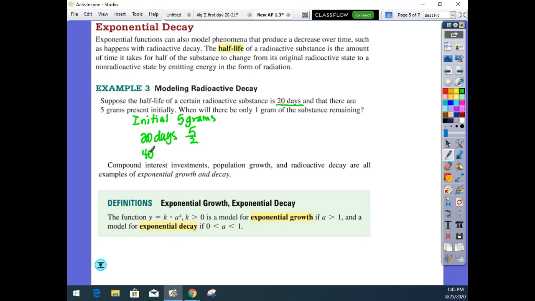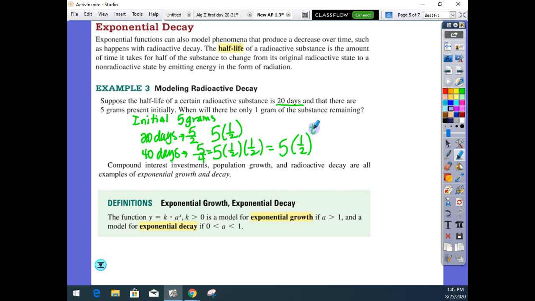After 40 days, there's half of that again, 5/4. All right? So think of it this way. We start with 5 times a half. This is coming from 5 times a half times half again, which is 5 times 1/2 to the t.